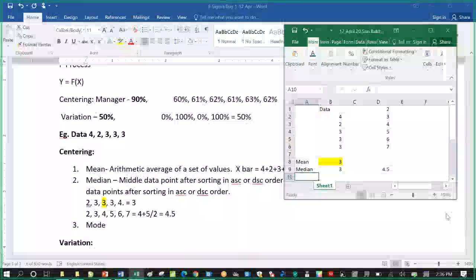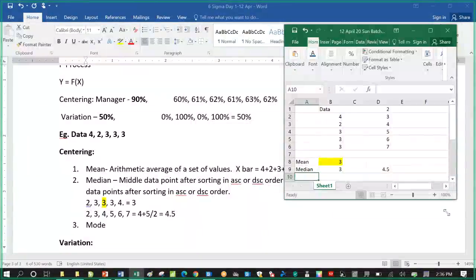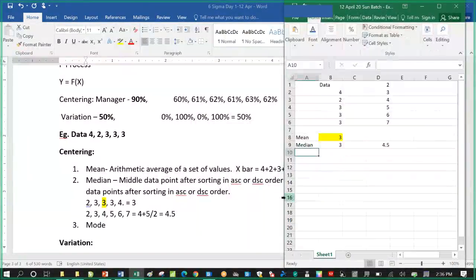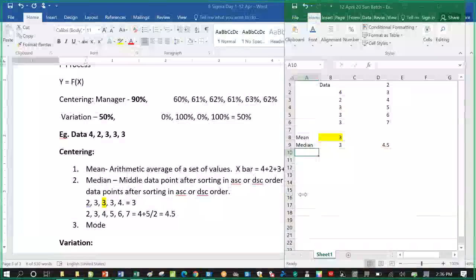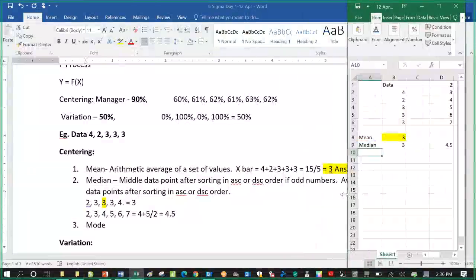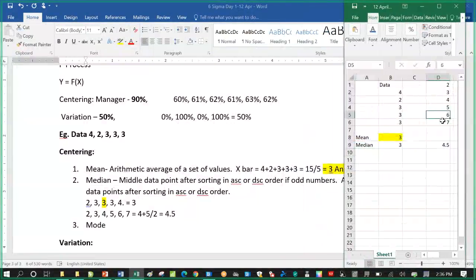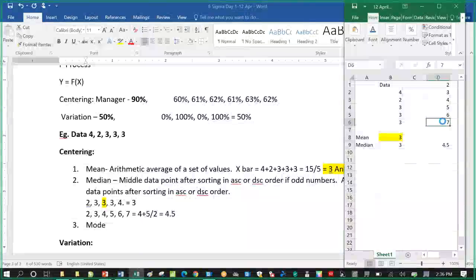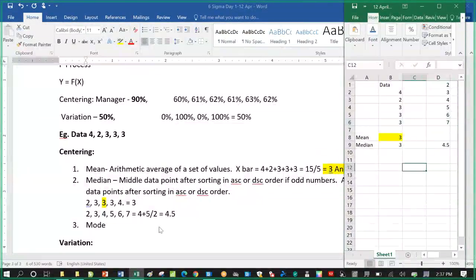Virender, tell me, in case 7 is not there, the 4 will be the median value, isn't it? Correct. Yes, because then it becomes an odd number. For odd numbers it is easy, whichever center point you take. Yes, got it.